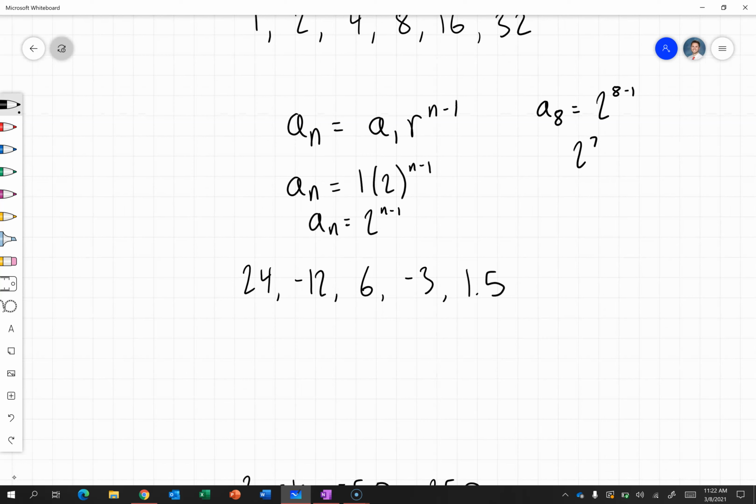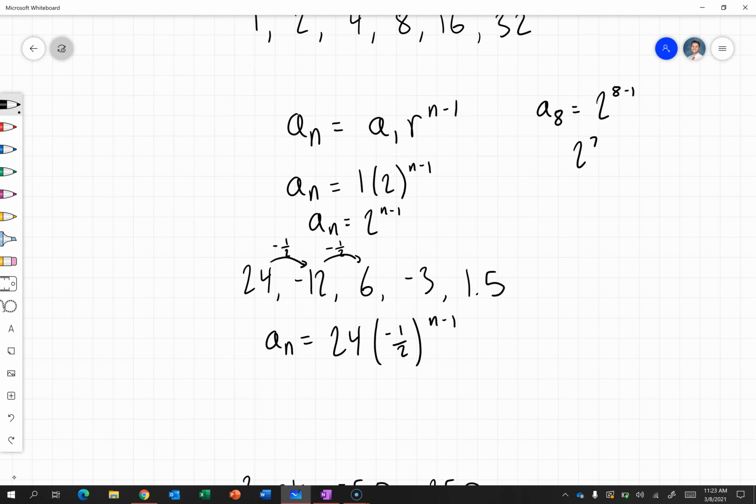We have 24, negative 12, 6, negative 3, 1.5. So again, a sub n, our nth term will be equal to our first term times the common ratio to the power of n minus 1. So our first term is 24. Okay, and our common ratio here is negative 1/2, or negative 0.5. So in parentheses, we'll have negative 1/2 to the power of n minus 1.